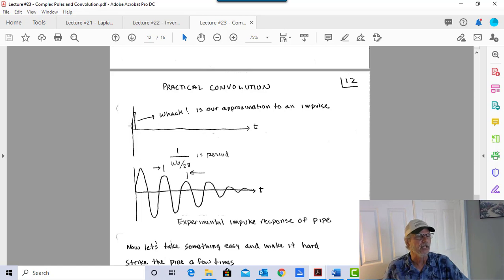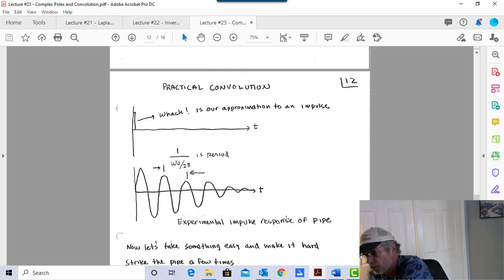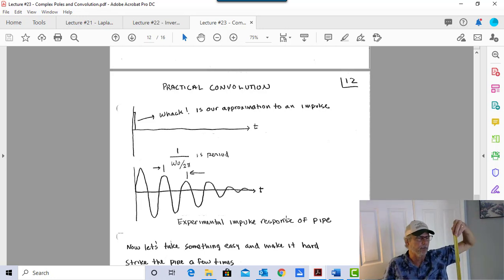So here's our little whack. It's an approximation to an impulse. That is me taking my pen and going tick. And here is the response of my copper pipe. This is its impulse response. Does that make sense? Well, here, we'll pretend like my architect's rule is the pipe, and I'm going to hit it with my whack. Ding!